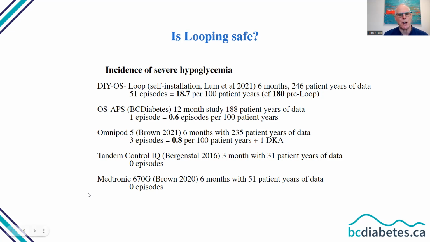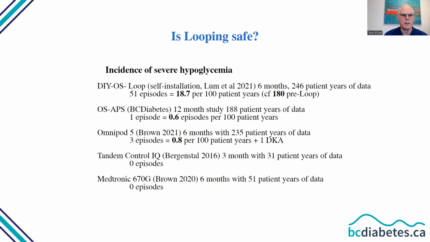Towards the bottom of the slide, I've listed 3 studies of retail artificial pancreas systems. Only one of the 3 was of a size or a number of patient years that was similar to the BC Diabetes study. And this was Brown's study last year of Omnipod 5, which had 235 patient years of data, 3 episodes of severe low for an index rate of 0.8 per 100 patient years, similar to the BC Diabetes experience.